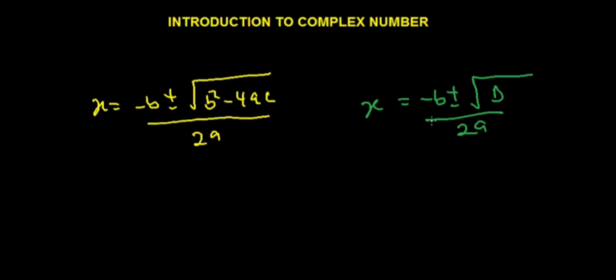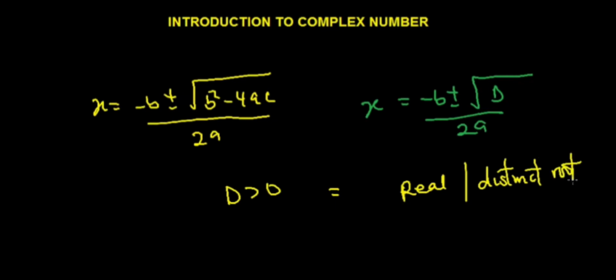Now if your D is greater than 0, note all these words, when D is greater than 0, we'll see that this equation has what? A real and distinct root. Real and distinct root. But when your D is equal to 0, what will you say? You see that it has a what? An equal root. The quadratic equation has equal root.